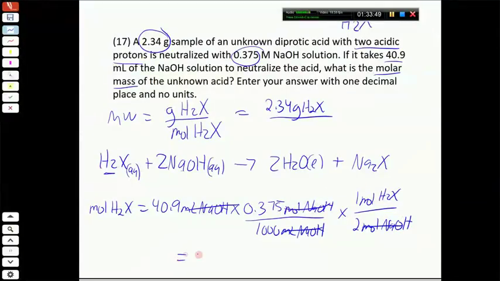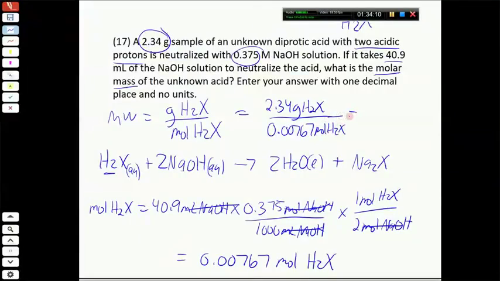And that gives us the number we need, which is 0.00767 moles. And so we put this number back up here to get the molar mass, and that comes out to 305.1 grams per mole. And that's the number you would enter.